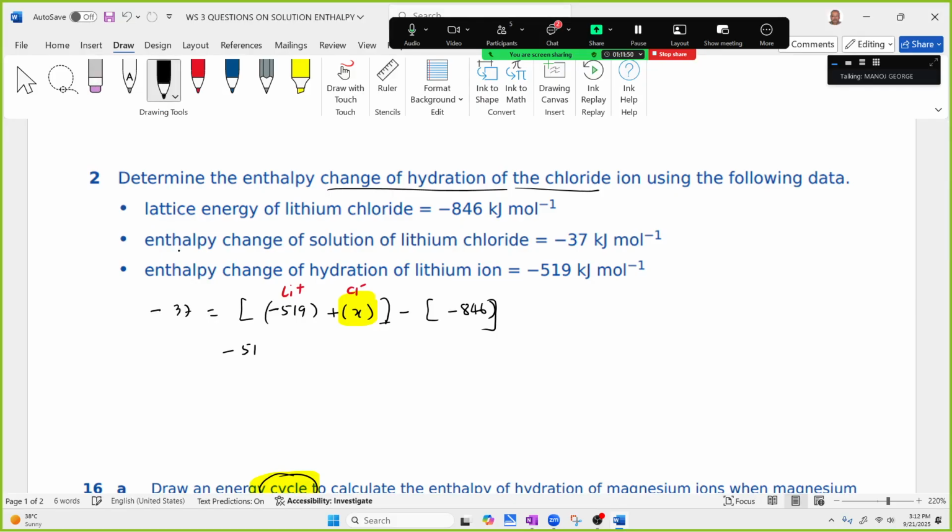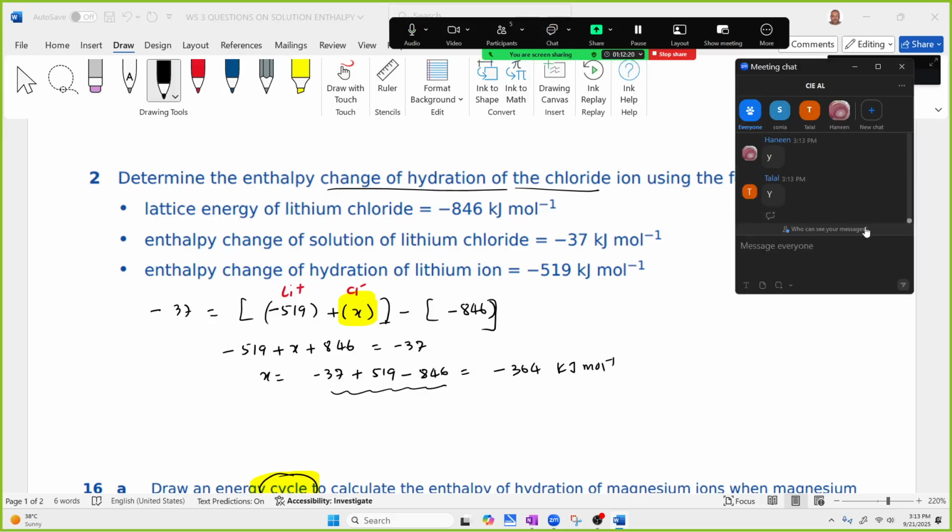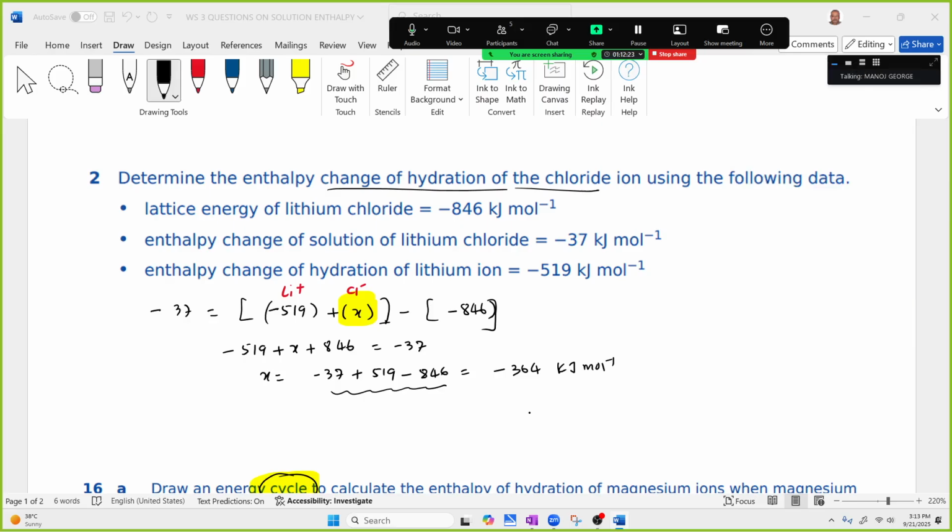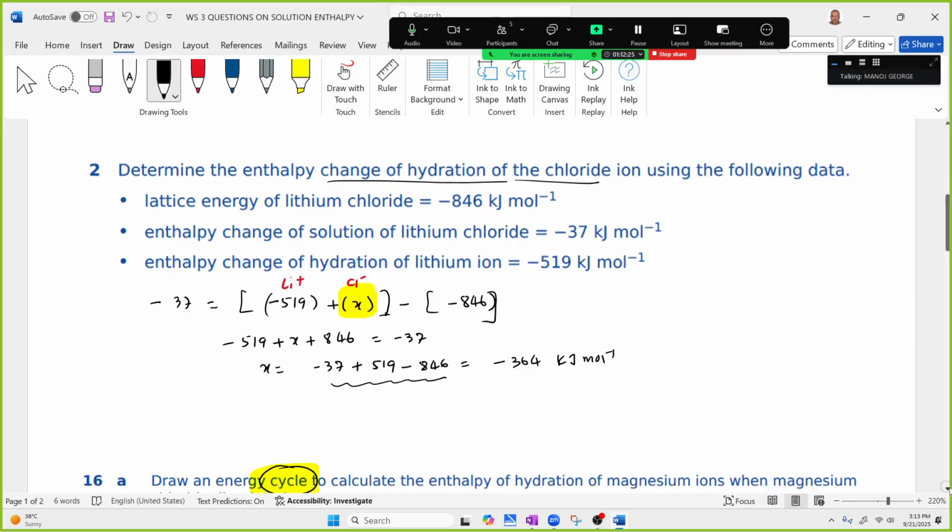So negative 519 plus x plus 846 equals negative 37. So x equals negative 37 plus 519 minus 846. Is that correct? Just check. Someone just confirm. Is this correct, what I wrote? Okay, so minus 364. I think that's okay then. Thank you. Okay, let's keep moving.